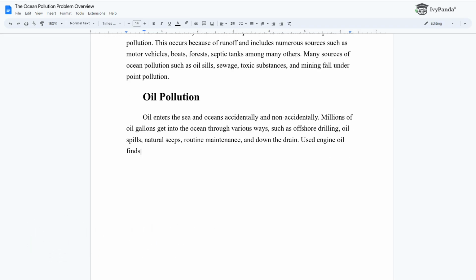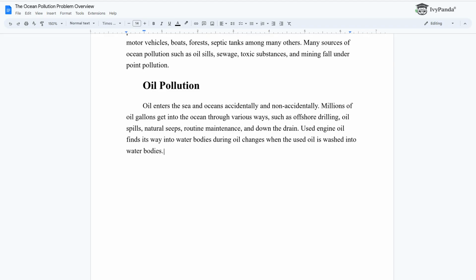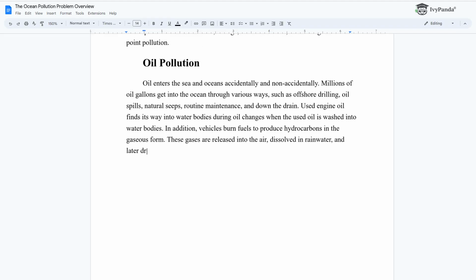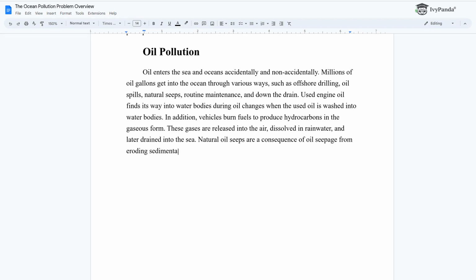Used engine oil finds its way into water bodies during oil changes when the used oil is washed into water bodies. In addition, vehicles burn fuels to produce hydrocarbons in the gaseous form. These gases are released into the air, dissolved in rainwater, and later drained into the sea. Natural oil seeps are a consequence of oil seepage from eroding sedimentary rocks, which release oil into water bodies from the bottom of the sea.